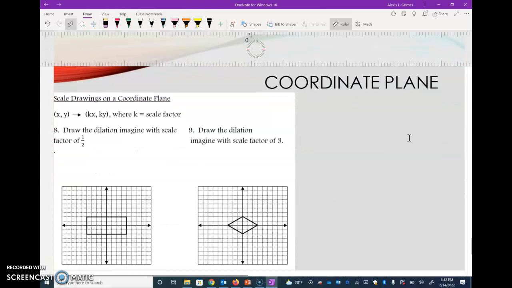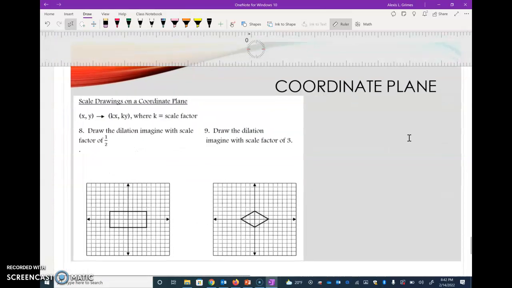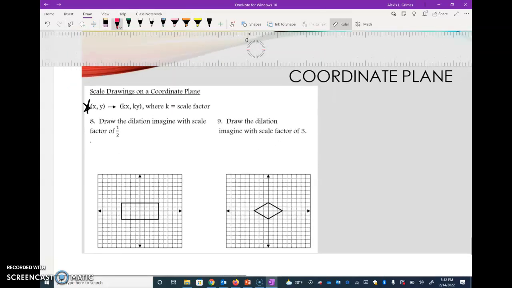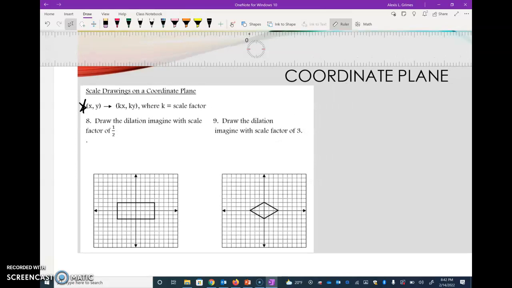All right, last thing we're doing in our notes today is on a coordinate plane. There's this trick to remember, but it's basically what you already know here. It says x comma y, the coordinate. That's the original right here. The image is kx comma ky, but k is the scale factor. Really, it's just remember, we're multiplying it all by something, making it bigger or smaller, sorry. So draw the dilation image, with scale factor of 1/2.